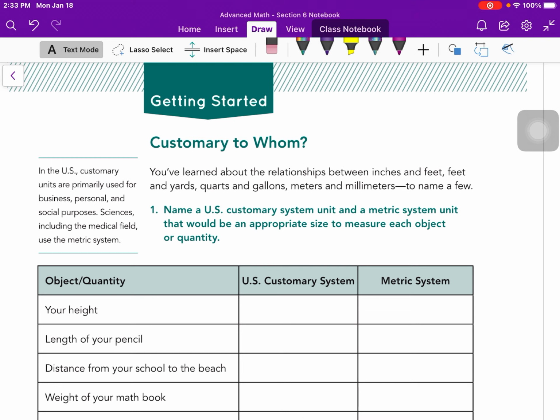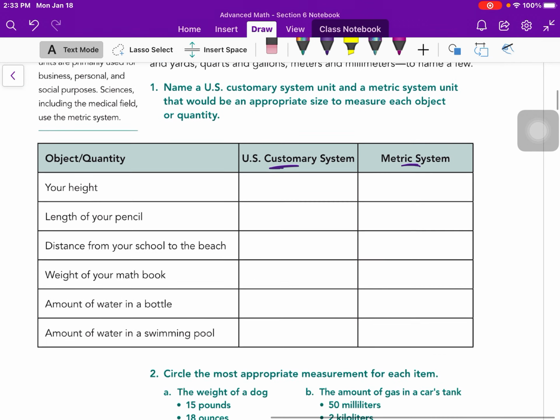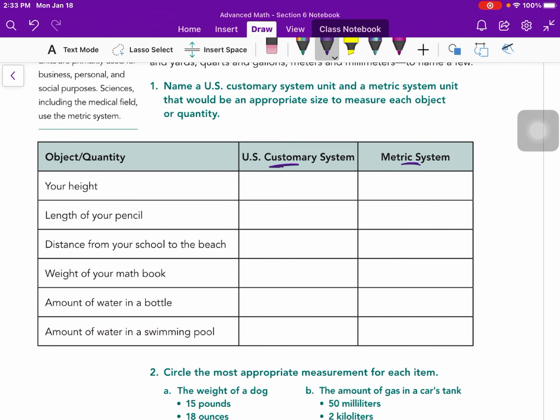You've learned about the relationships between inches and feet, feet and yards, quarts and gallons, meters and millimeters. So knowing what we know about the customary system, which is what we use in the U.S., and the metric system, name a unit of measurement that we would use to measure the following. Your height: hopefully you'd say feet, maybe even inches. In the metric system, we would probably use meters or centimeters.